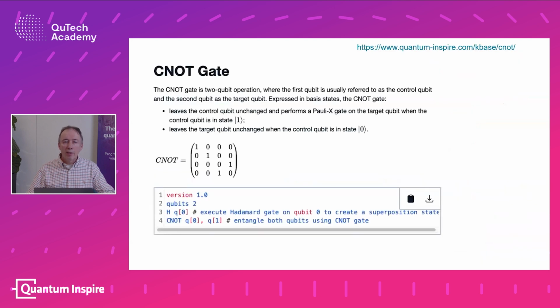Last gate we need is the CNOT gate, which is a controlled NOT. It operates on 2 qubits, and the first is the control qubit. It performs this Pauli X gate on the target qubit when the control qubit is in state 1, and otherwise the target stays the same. I will show later how you can program this on Quantum Inspire. This is all again available in the knowledge base in Quantum Inspire.